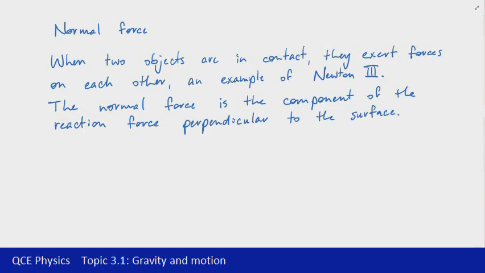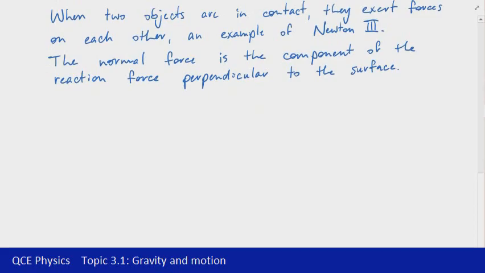The reason why we use the word normal is that it clarifies specifically that we're dealing with this component that is perpendicular, and so we'll use the term normal quite regularly throughout the rest of this unit. Now, to look at an example and explain this idea a little bit further, we're going to start off first of all with just a box sitting on a table.